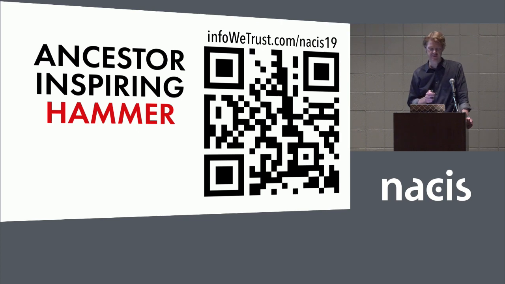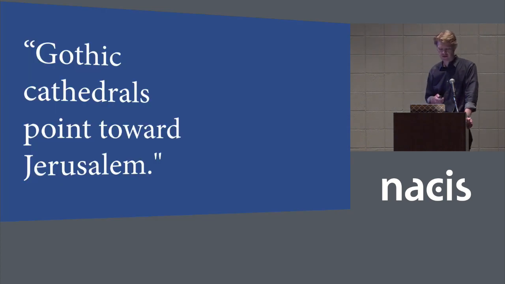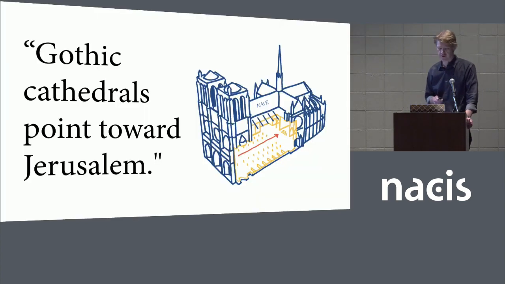So at a conference, not unlike this one a couple years ago, I heard somebody say, Gothic cathedrals point towards Jerusalem, stating some kind of geo-orientation fact that I honestly found very difficult to believe. So what does it mean for a cathedral to point you somewhere? Well, a Gothic cathedral orients its worshipers towards the altar, but it also orients it in a geographic direction. And this statement claims that all worshipers are facing the holy city of Jerusalem.